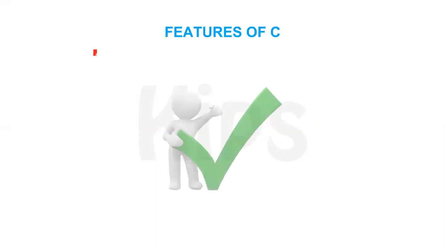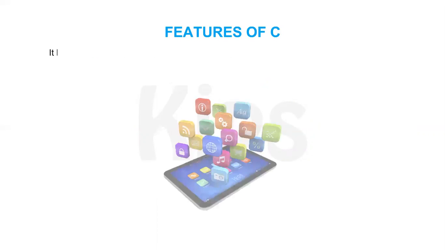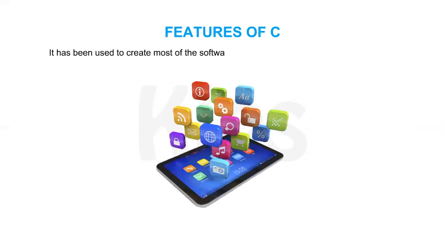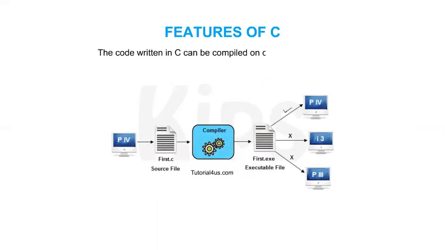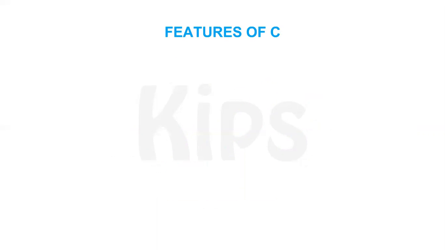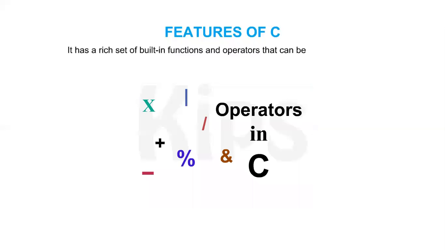C is quite popular as it is a reliable, simple yet powerful language. It has been used to create most of the software application products for the last 15 years. The code written in C can be compiled on other computers also. C is a robust language. It has a rich set of built-in functions and operators that can be used to write any complex logic program.